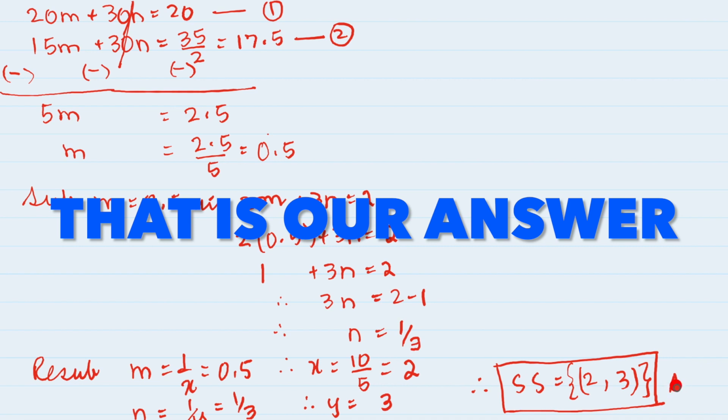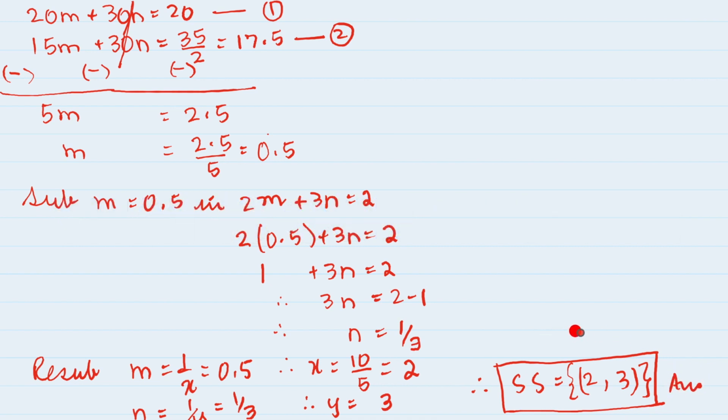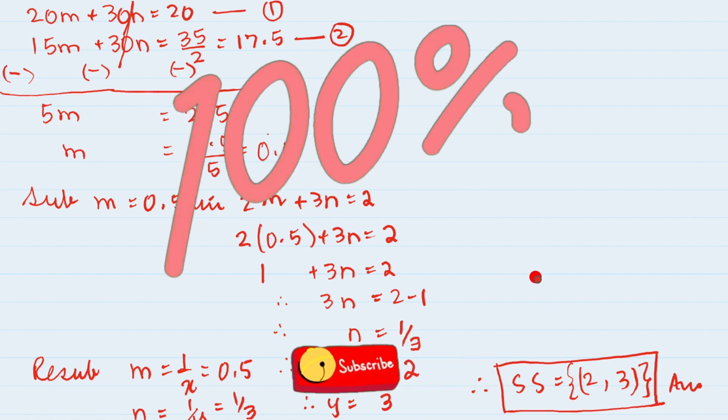Now your teachers may tell you to write x equal to 2, y equal to 3, that's it. Or your teacher will say that inside the bracket, solution set, just write 2 comma 3, but I prefer to write it like this. But you follow what your teacher's instructions are so that you can get your full marks.